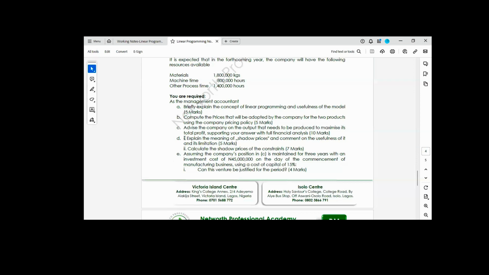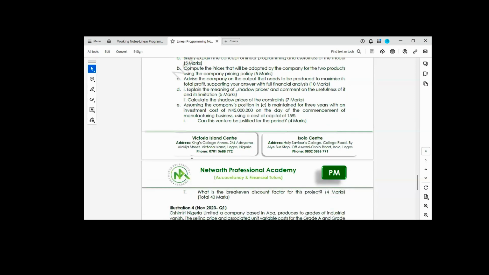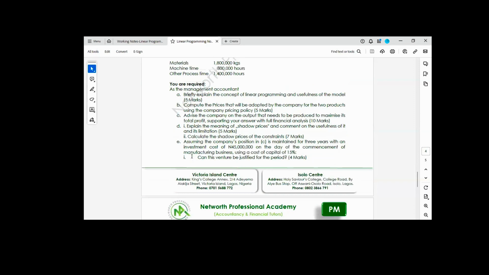So like I said, in our last class, we completed the B and C. So today we are going to briefly work out the number D as well as the E. Then thereafter, we move to a new topic.